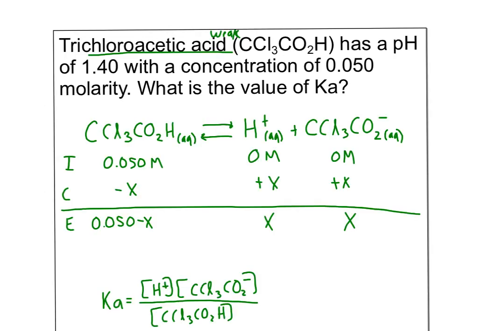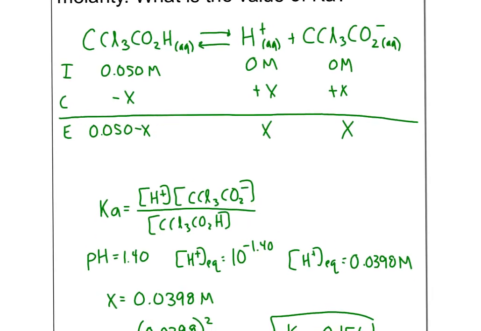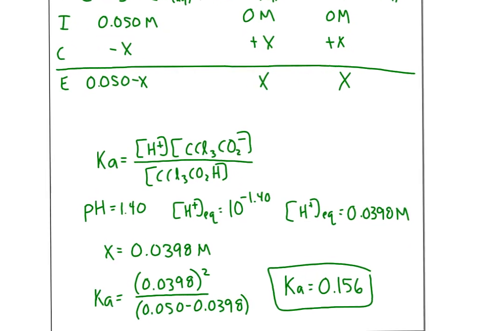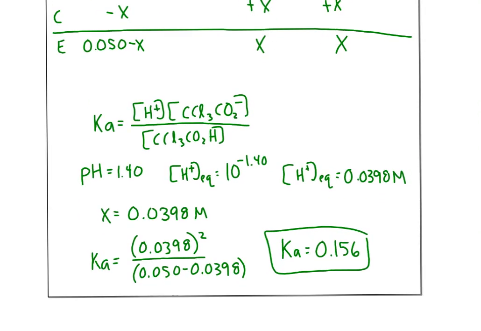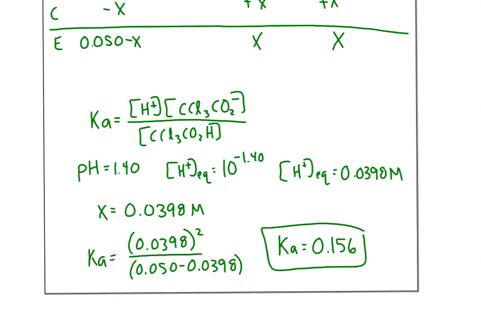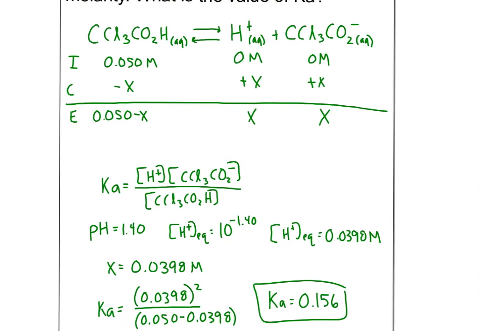So there is your ICE table with your dissociation reaction and your Ka expression. I was able to find X using 10 to the negative pH, because that's your equilibrium concentration of H plus. So once I know X, I can plug into the Ka expression and solve. So hopefully this is what you got.